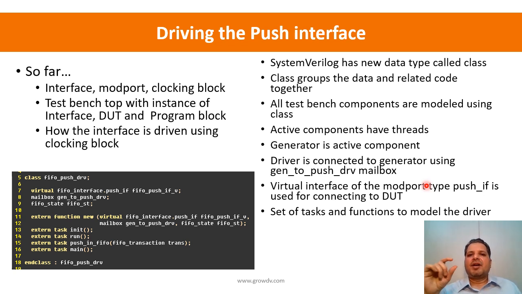And then between those two threads, which are present in two different classes, the communication takes place with the help of a mailbox, right? And mailbox helps you pass. So what happens is the generator creates these FIFO transactions, and the FIFO transactions are put in a mailbox, right? You can imagine a mailbox like we put the letters in, and that gets delivered to the recipient, right? The recipient in this case is your push driver.